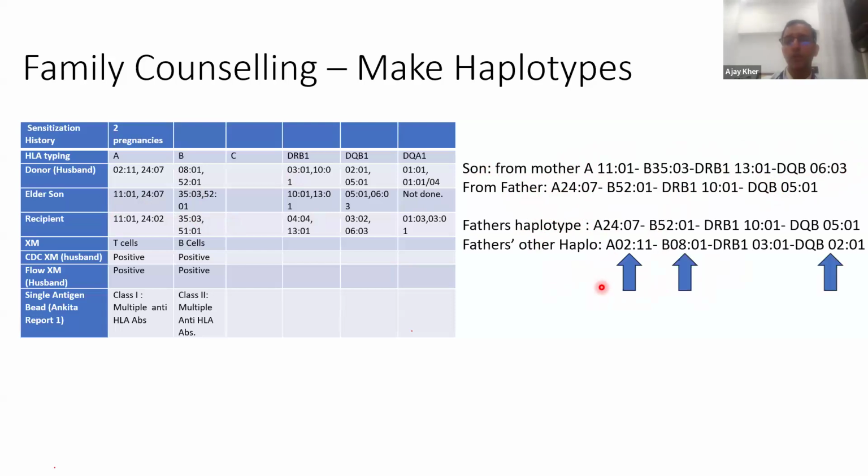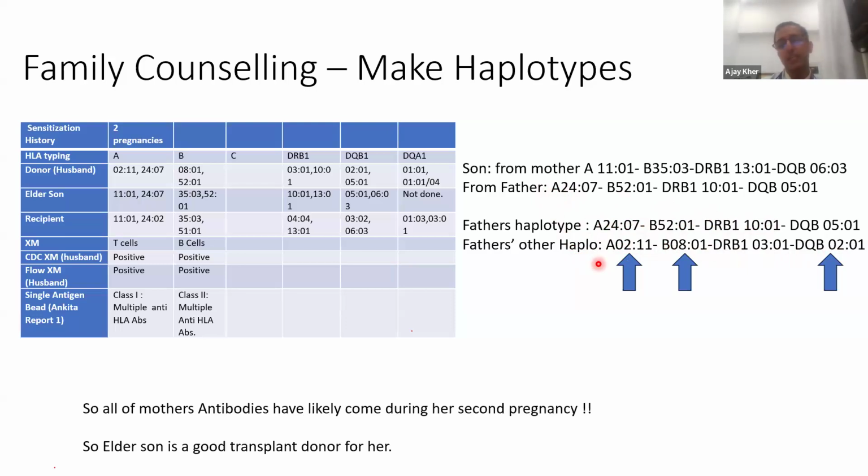Now, when you look at the antibodies, what you realize is that all the antibodies in the mother are only against the second haplotype. There is none against the first haplotype, which is what this elder son has. What happened for this mother is that the first pregnancy did not sensitize her. The second pregnancy did, and in the second pregnancy, the younger son got this haplotype and not the other haplotype. So the elder son is a very good transplant donor for her, and someone she doesn't have any antibodies against.